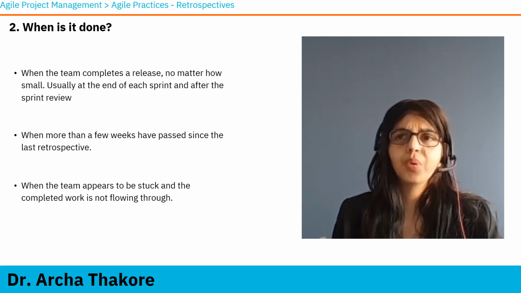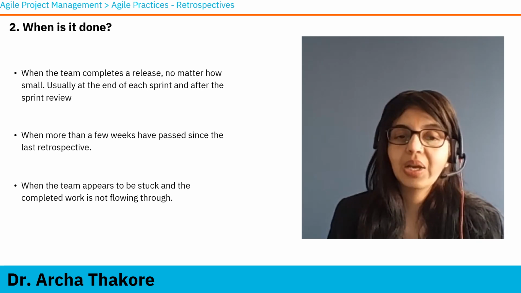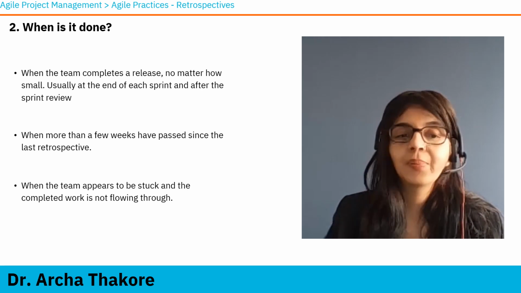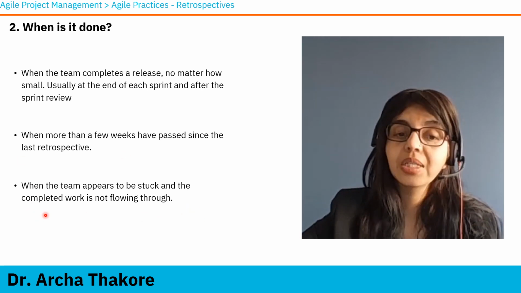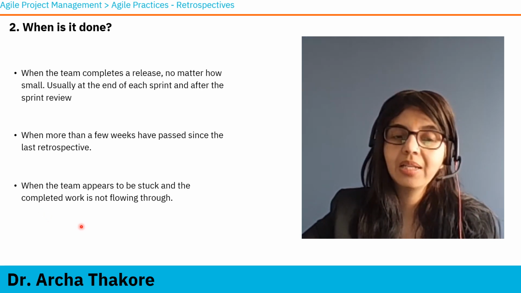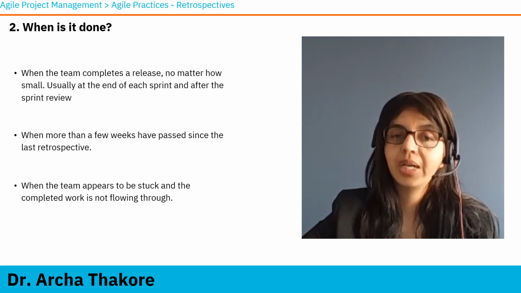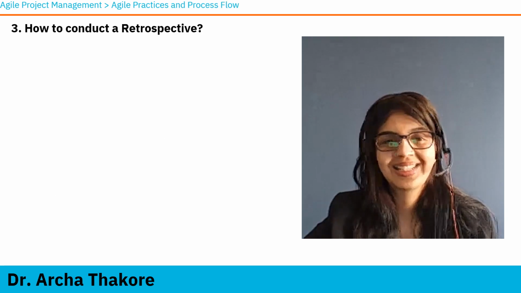However, teams in flow-based agile can also do it when a few weeks have passed and the team feels the need. They can also do it, third point that you're seeing here, when the team appears to be stuck, there is some problem which is not getting resolved, and if the team feels that a retrospective needs to be done, they can do it.